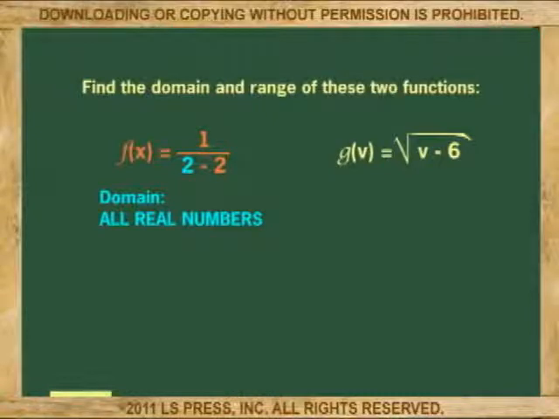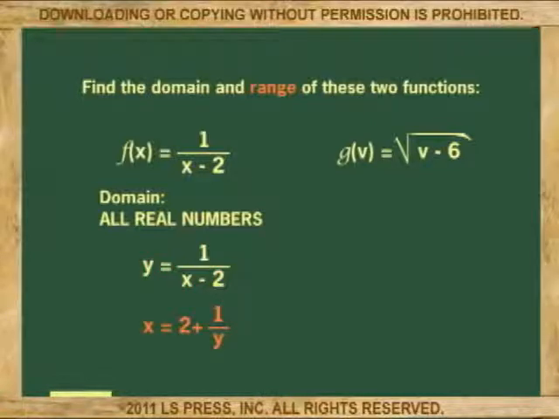Now, to find the range for this function, we have to set it up to make the value of x undefined. To do this, we set the function in terms of y so that y equals 1 over x minus 2. Solving for x, x becomes 2 plus 1 over y. Again, the variable lands in the denominator and dividing by 0 is the way to get x undefined. So the range is all real numbers except 0.